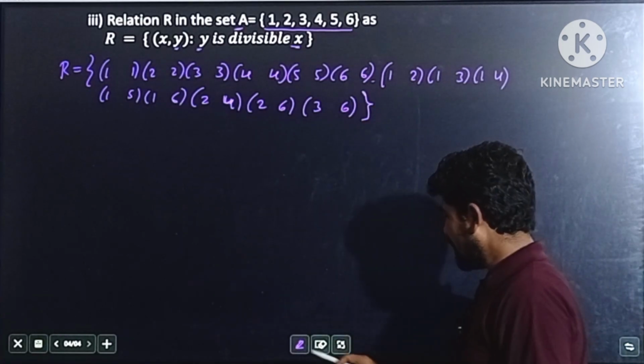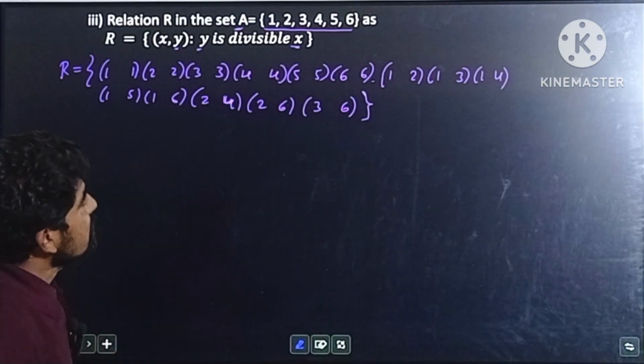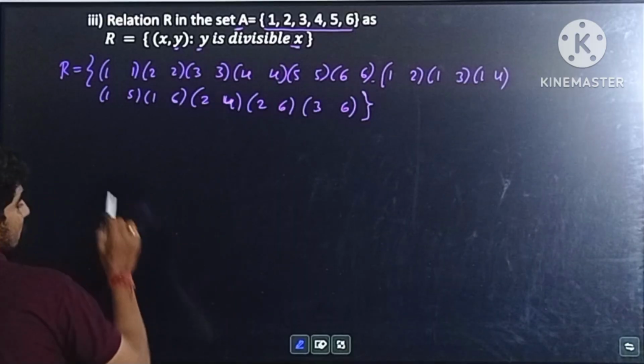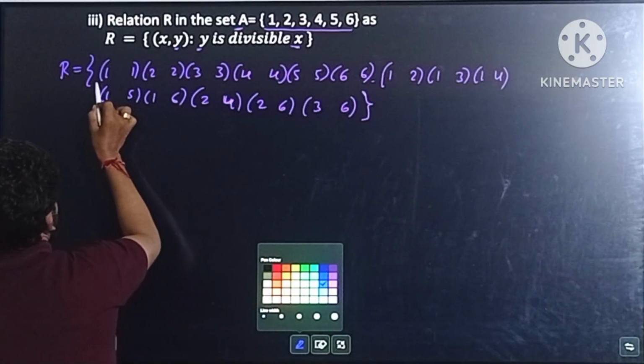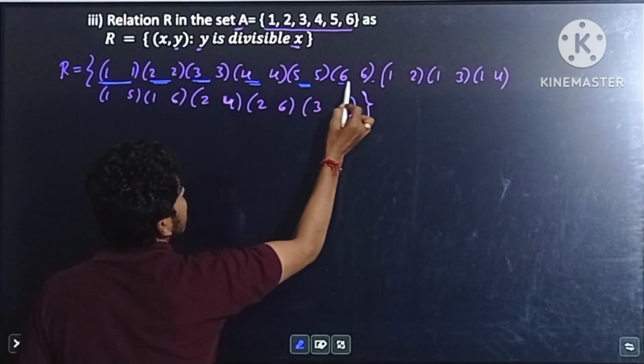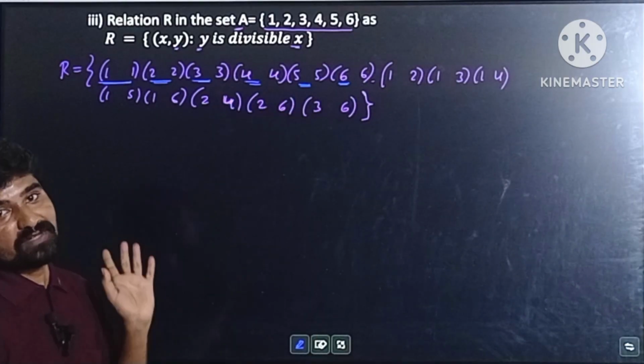So these are the only 14 pairs that exist in this relation R, and we need to check whether this relation R is reflexive or not. See here, first observe every element: 1, 1, 2, 2, 3, 3, 4, 4, 5, 5, 6, 6. It means every element is related to itself. It means this is a reflexive relation.